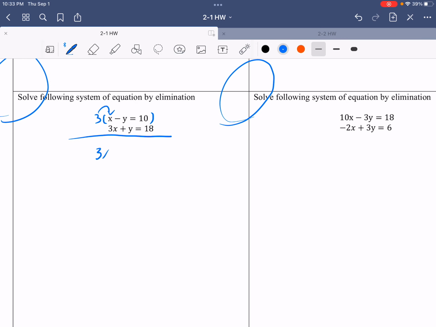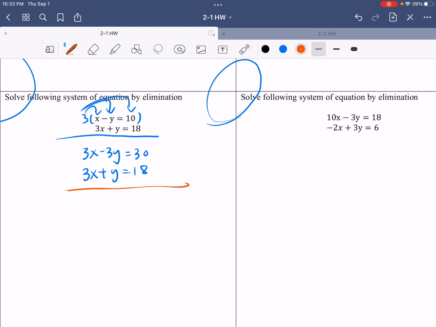So you get 3x. 3 times negative y is negative 3y. And 3 times 10 is equal to 30. Very simple. In the bottom, we don't have to do anything. So you just copy this one down. And same thing. You just solve it. Okay? Oh, my mistake. You got to put negative because these two are same sign, right? So this one should be negative, this one should be positive, this one should be negative. That's my mistake. I'm sorry.